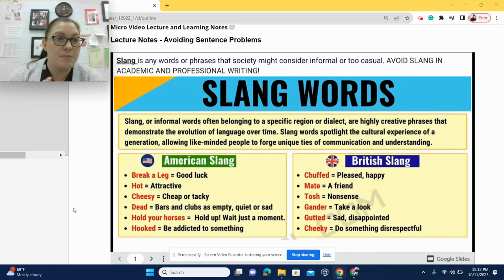Examples of slang in America include things like break a leg, calling someone hot instead of attractive, saying that something is cheesy, or a place is dead, like the bar is dead, so I'm going to go home. Phrases like hold your horses or that you are hooked on something, which would really mean that you're addicted to that thing. Slang sometimes uses normal words like this, but sometimes they're made up phrases.